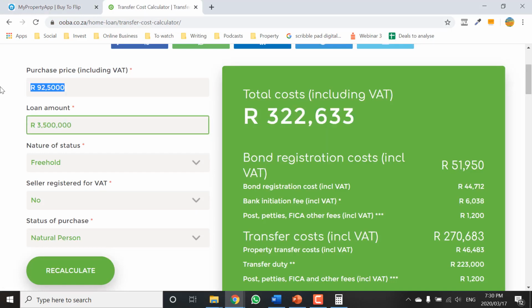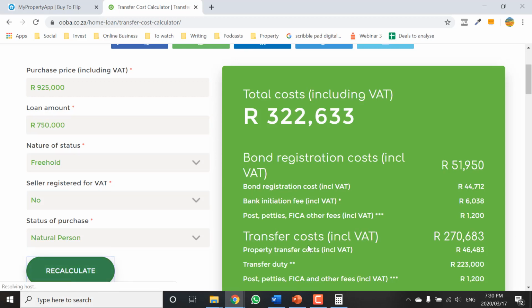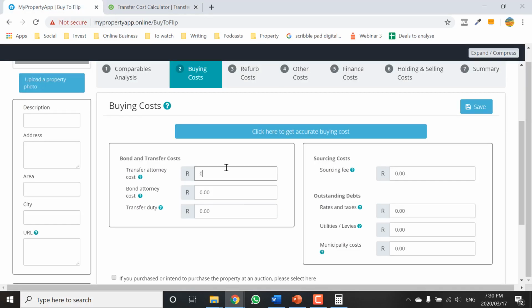You're going to get a loan, obviously, hey? Yeah, so we were looking at maybe 80%. Okay, so I'm going to say then 750. Okay, let's just see here. This is a rough estimate of 50,000. Let's say it's 50,000 Rand for your costs.